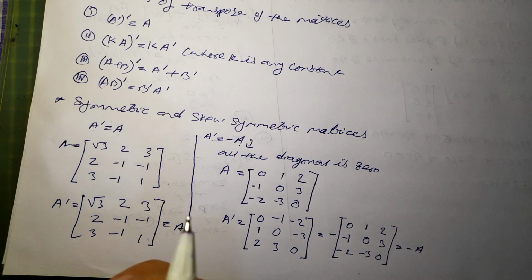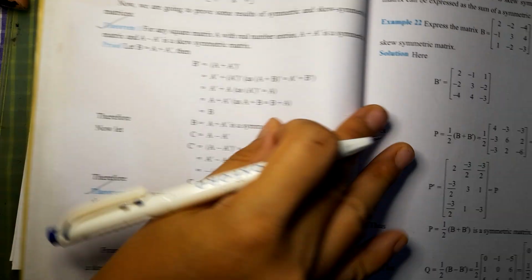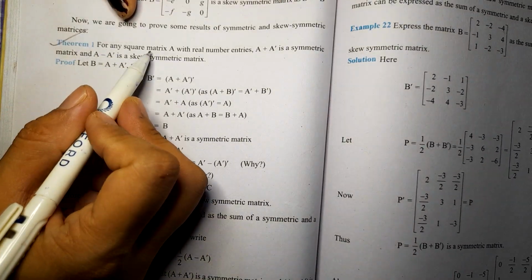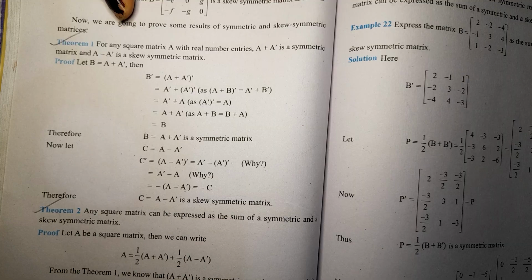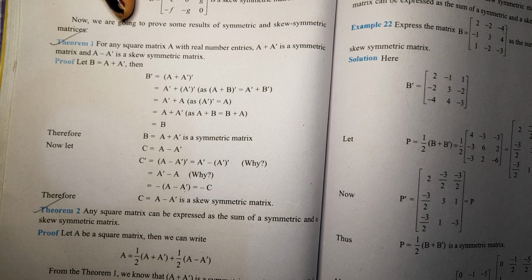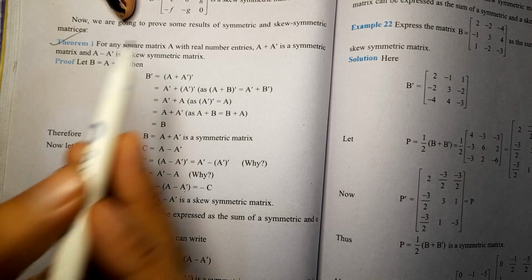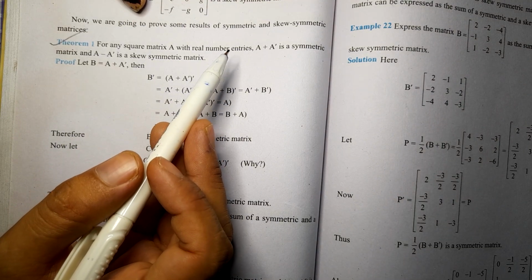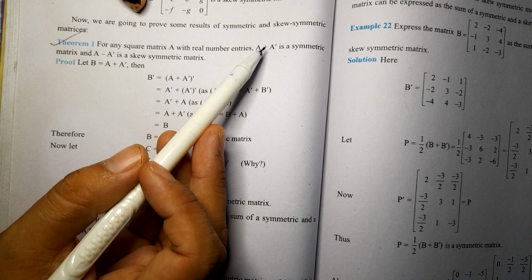So okay, I'll explain it in a book. The first theorem states that for any square matrix. What is a square matrix? A square matrix is when the number of rows and the number of columns are equal. For any square matrix with real entries, meaning the elements are all real numbers, then we have the matrix A.